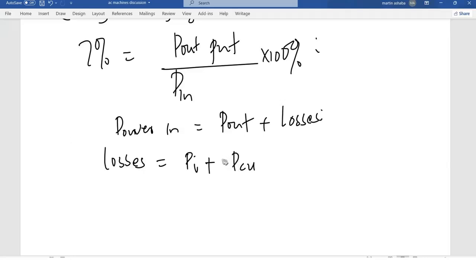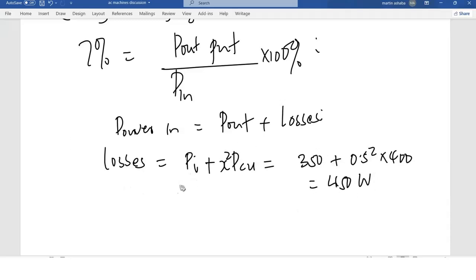But this P copper has a coefficient of X squared. Now X represents the proportion of the load connected to the transformer. So this is going to be 350, and iron losses are constant, whereas copper losses depend on the load. So we have 0.5 squared times 400. So let's first compute that: 350 plus 0.5 squared times 400. So we are getting this as 450 watts.